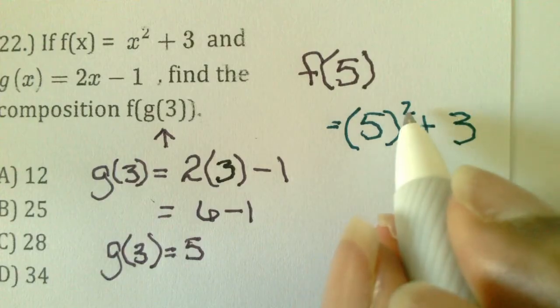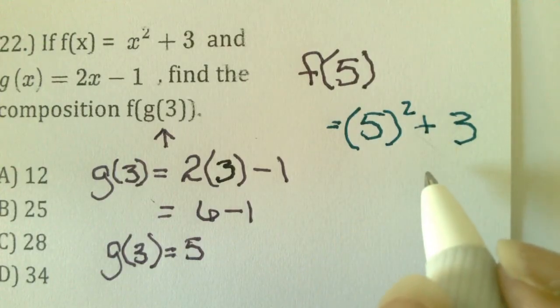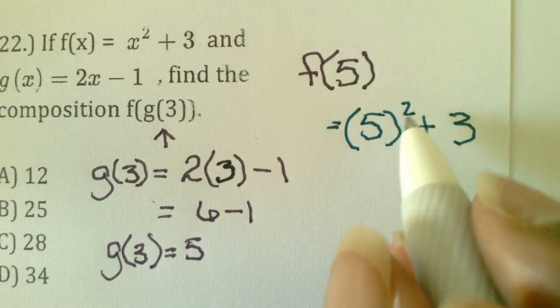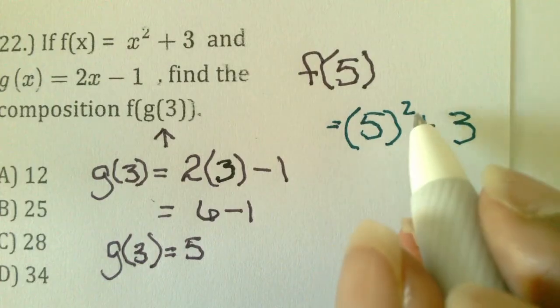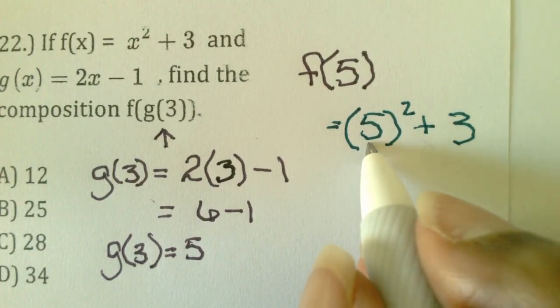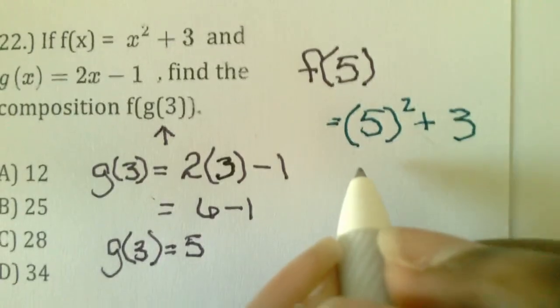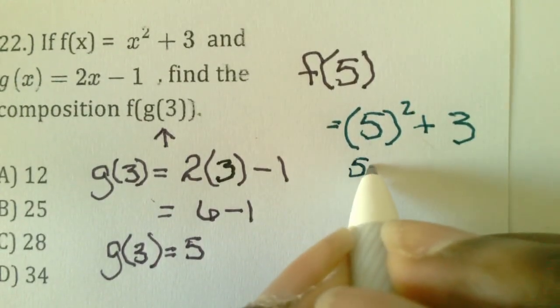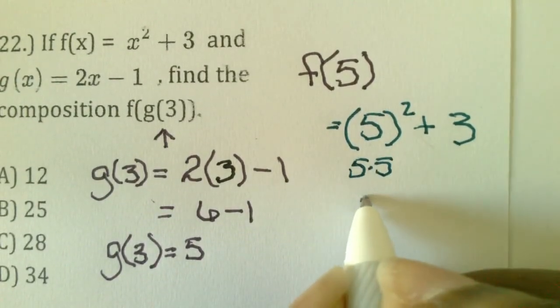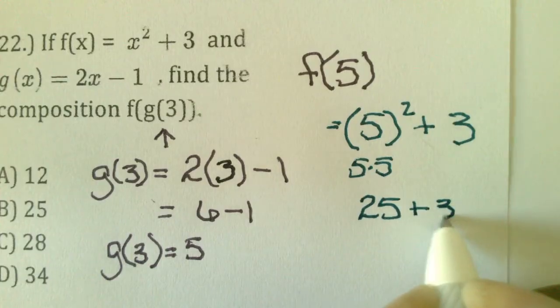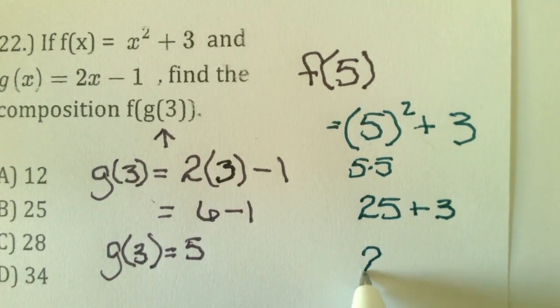So 5 squared, that's not 10. That's 5 times 5. So we have an exponent, we have a base. The exponent's job is to tell the base how many times it's going to multiply itself. So 5 times 5, that gives me 25. And 25 plus 3, that gives me 28.